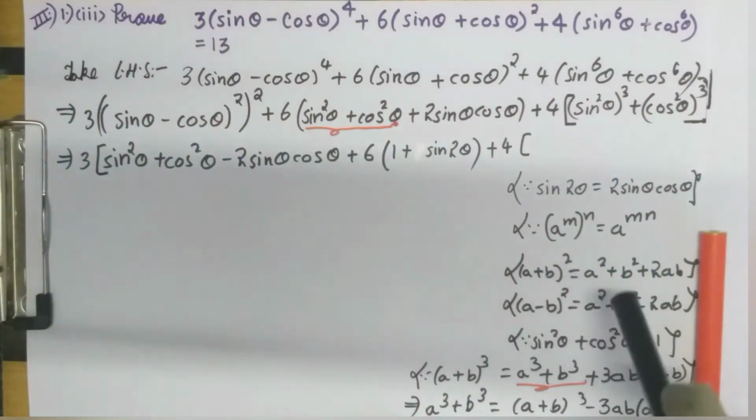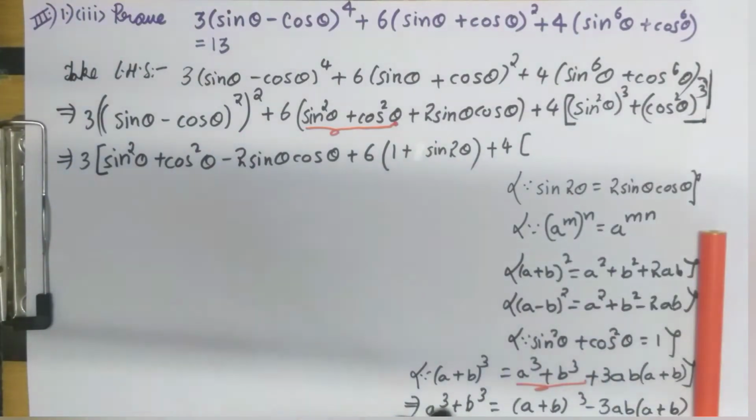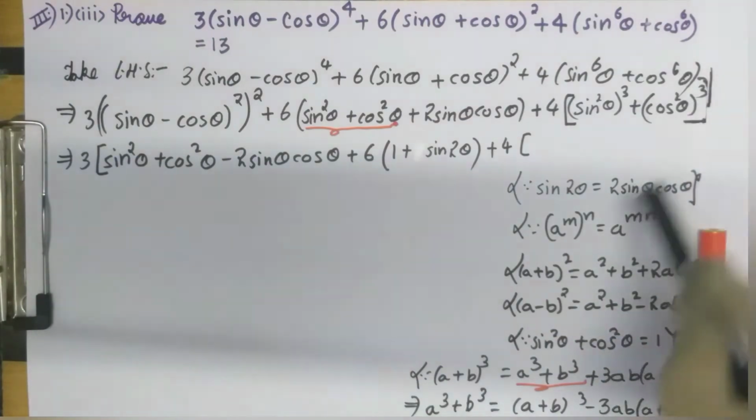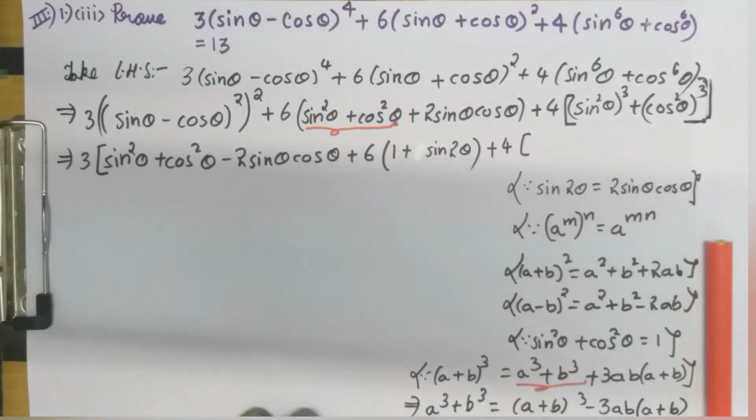So here if you observe, what is a? A is sine square theta, because it is sine square theta whole cube. So a here is sine square theta. And compare this b cube with cos square theta whole cube. B is cos square theta because it is b cube. So in this formula, what is A? A is sine square theta and B is cos square theta.